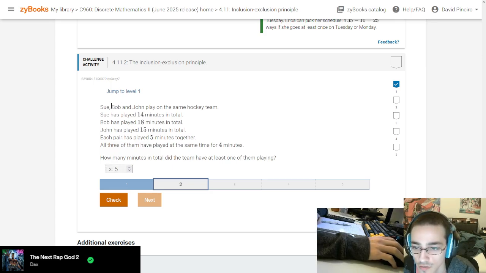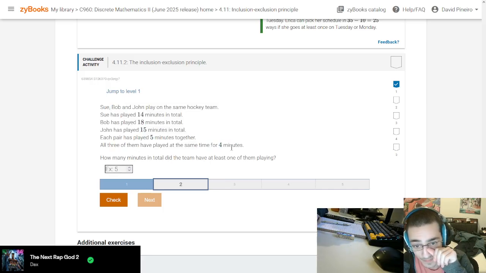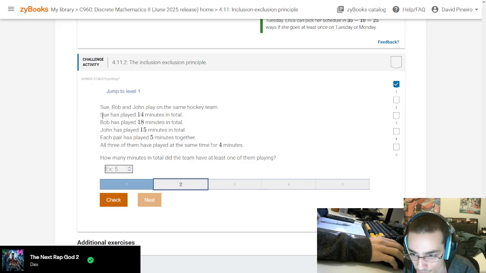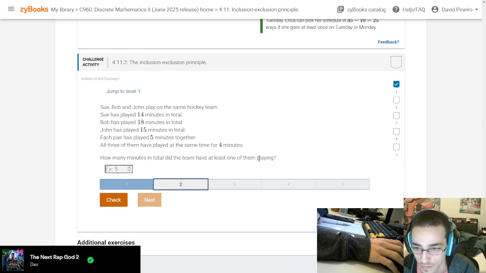There's another one. How many minutes in total did the team have at least one of them playing? So I'll use the power of sets, and I'll union all of them. They play on the same hockey team. Each pair played for 5 minutes, and all 3 of them played for 3 minutes, 4 minutes. And how many minutes in total did the team have at least one of them playing? So that's counting the minutes that all of them played. Wait, what?